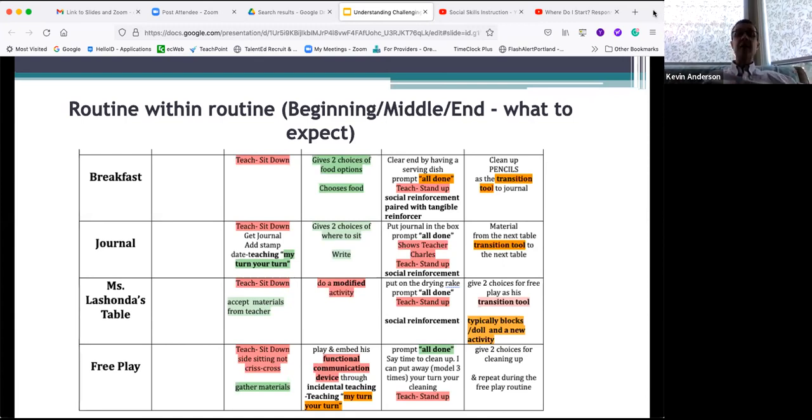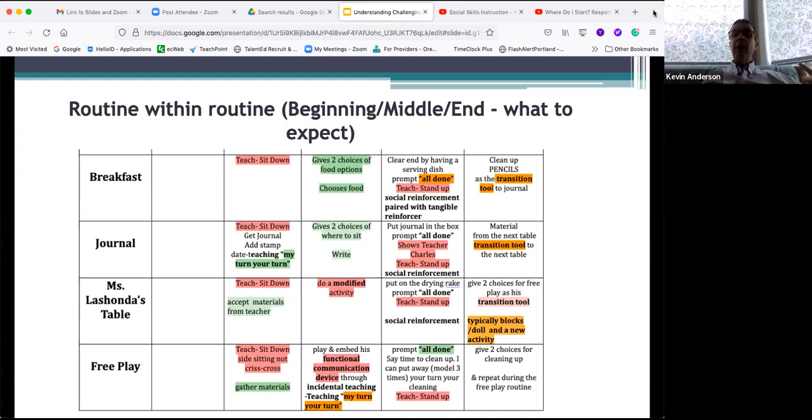Their child doesn't need to learn anything at that point. They are able to engage in that part of that routine independently or with very little support. The end of breakfast is identified by having a serving dish prompt all done.